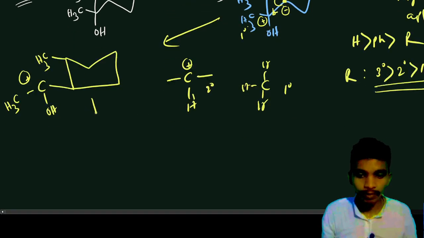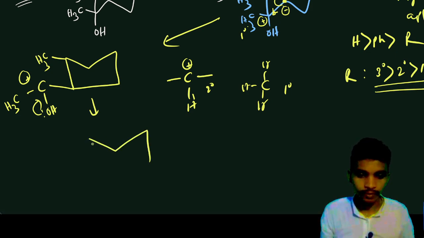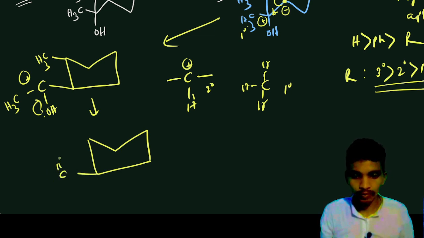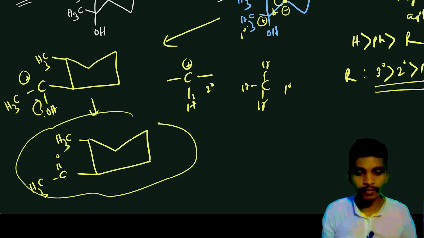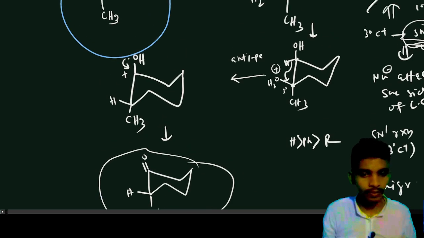Now what will happen? This lone pair will give it, so that is going to be CO CH3, and here also we have CH3. So this is the final answer for this question. So likewise you can solve it.